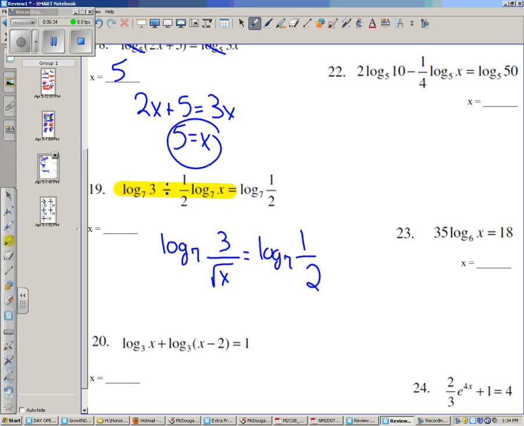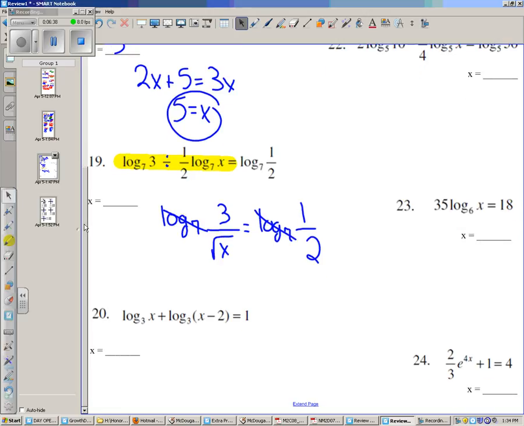And then when I ignore the logs, what I can do then to solve for x is just do cross products. So I'll take 3 times 2 for 6. 1 times the square root of x is just the square root of x. And to get x by itself, I'll need to square both sides. So when I'm done, my answer is 36. Not plus or minus because I squared. I didn't square root.